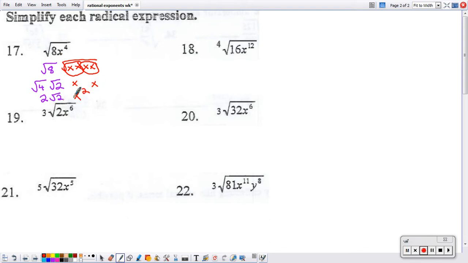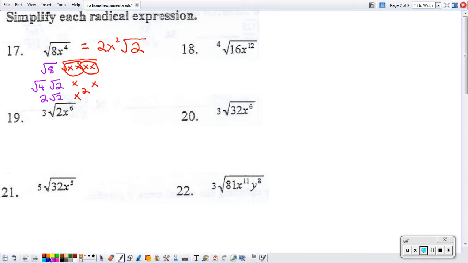Now, when I write my answer, I don't want to write it this way. I always want to put my rational answer first. So 2x squared is the rational part, and the irrational part is this leftover root 2. Sometimes I like to call these numbers the outside numbers and the inside numbers, because when I'm done simplifying, these are outside the square root and this is still inside the square root.